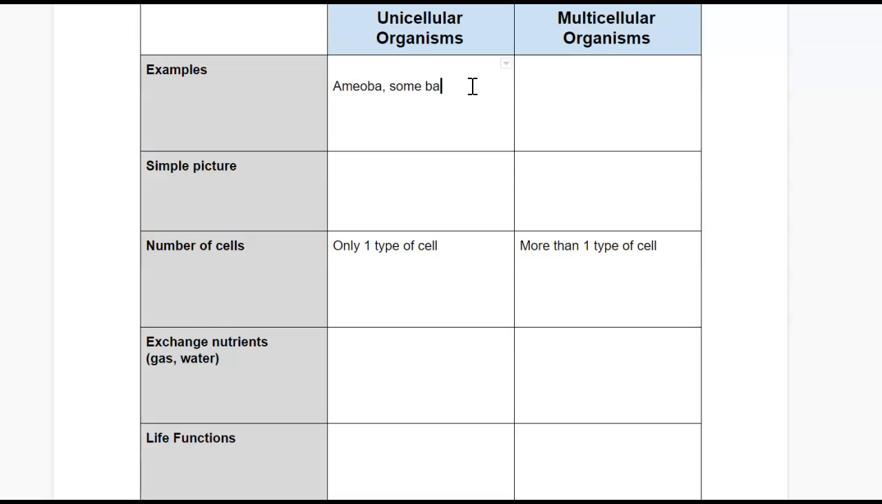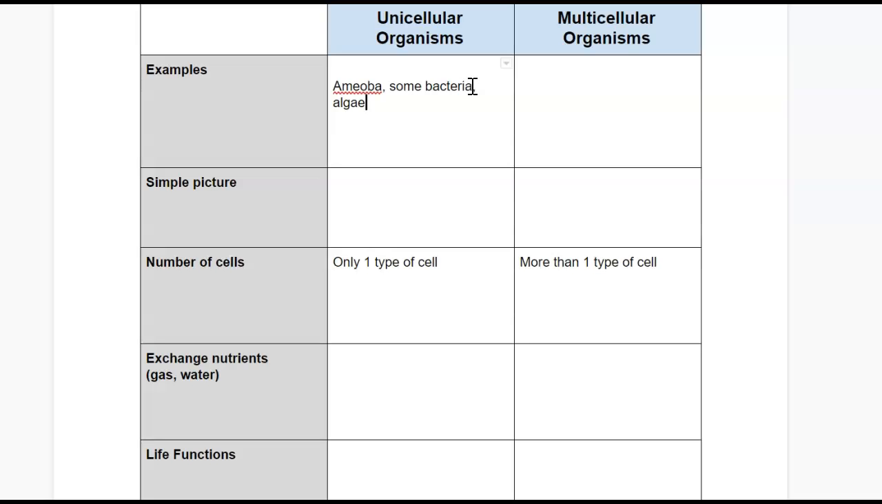So like amoeba, some bacteria, algae, those are all unicellular organisms. Now, when I see algae in a pond, sometimes there's a ton of algae all together. It's not like all of a sudden it's multicellular, because that algae is made out of one type of cell, that makes it a unicellular organism. Multicellular organisms are like humans, animals, insects, trees, plants. There's a whole bunch. You don't have to put all of those, just put a couple to make sure that you remember.